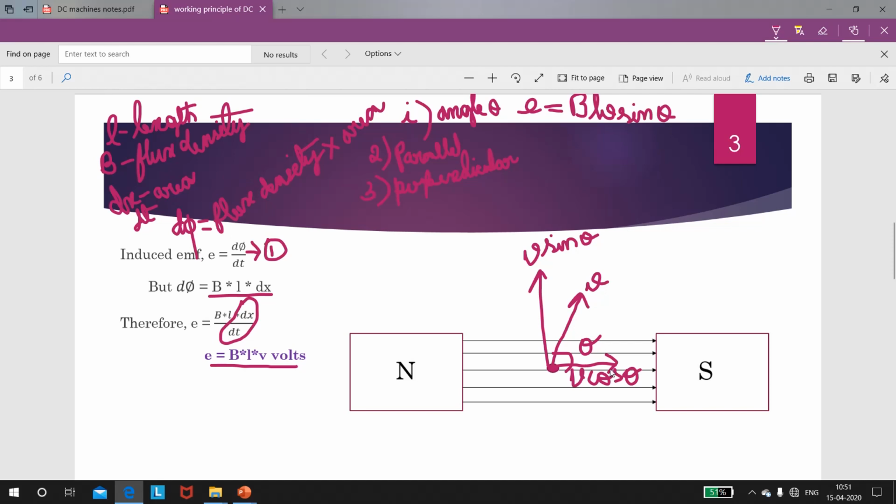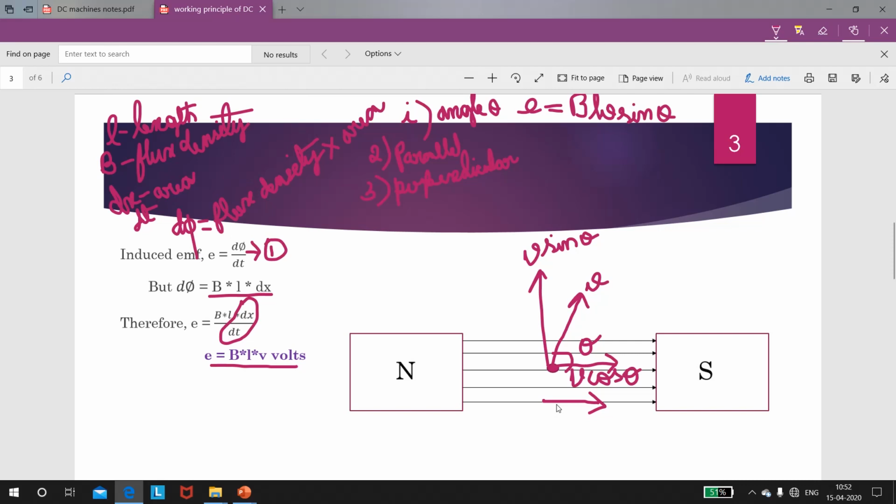Next, let me consider the case of parallel, where the conductor is moving in parallel to the magnetic lines of force. So clearly again, the conductor will not cut any magnetic lines of force. It will not cut the flux. Therefore, theta will be equal to 0.